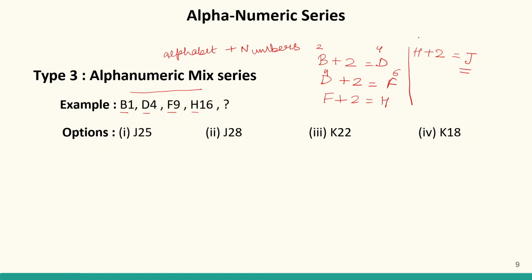What is the rank of H? The rank of H is 8. And what is the rank of J? The rank of J is 10. So this would be your answer when it comes to the alphabet part. So we can eliminate these two because these two do not have J in them.